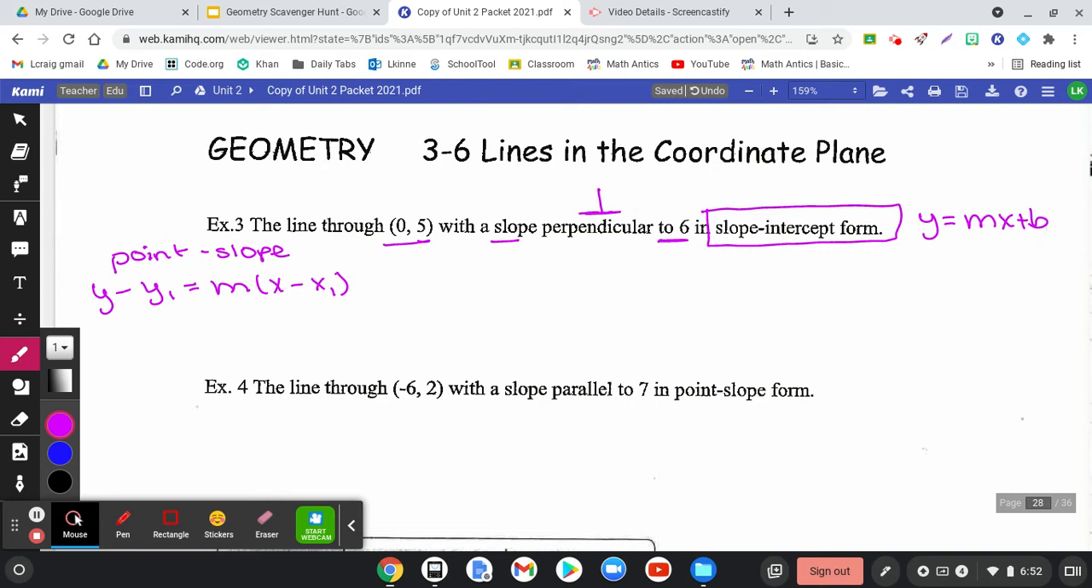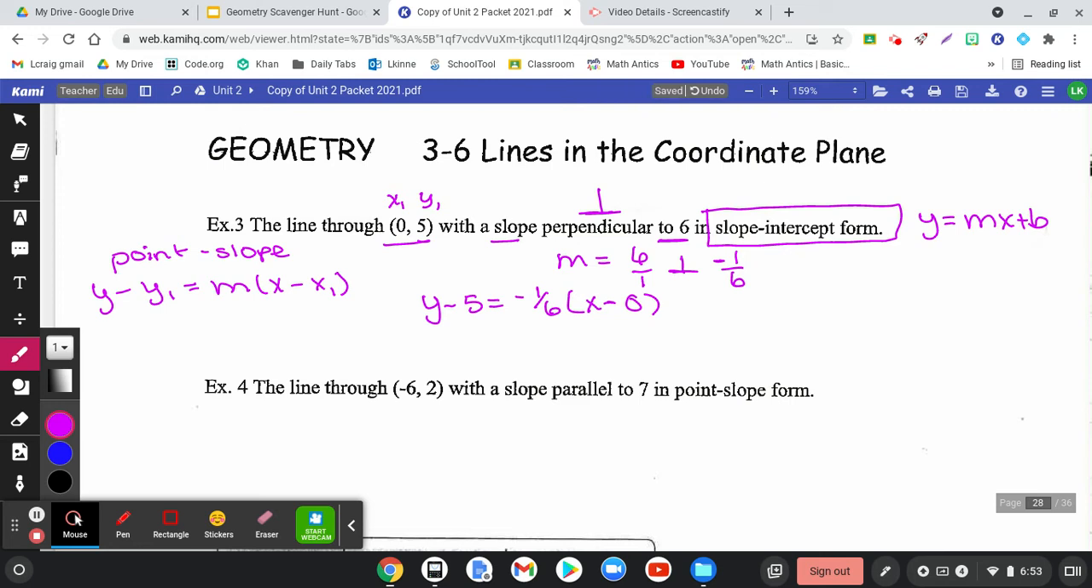All right, so we have our x1, y1. Our slope, though, it says perpendicular to 6. If it was parallel to 6, 6 would be your slope. Well, if it's perpendicular, we have to flip it and change the sign. So 6 over 1 becomes negative 1/6. All right, so there's your m that you're using. So y minus the y value in your point equals the slope, negative 1/6, times x minus the x value in your point.